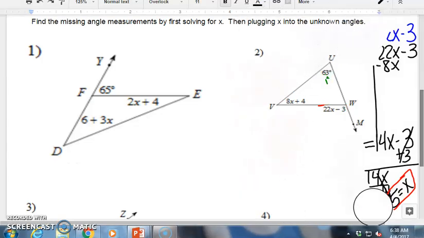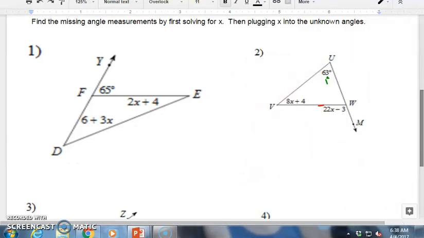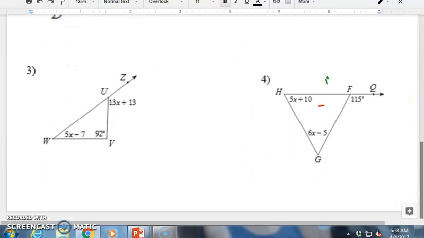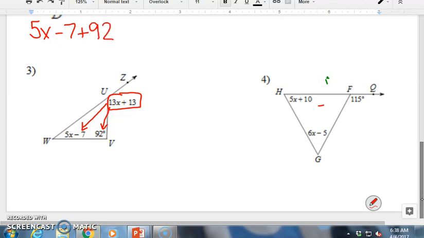All right, let's try a couple more. All right, so here's the exterior angle. And here are the two non-adjacent interior angles. So if I take 5x minus 7 plus 92, those are the two non-adjacent angles, that will always equal the exterior angle. It's called the exterior angle theorem, okay?